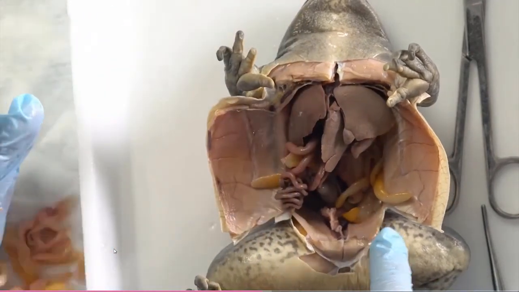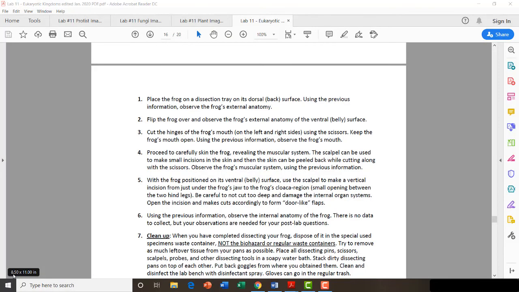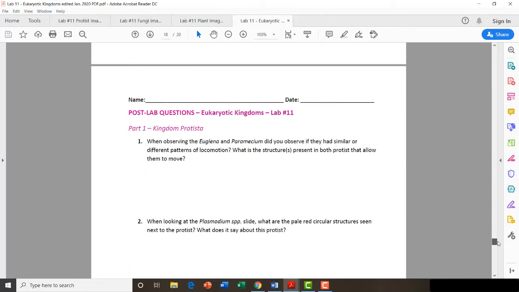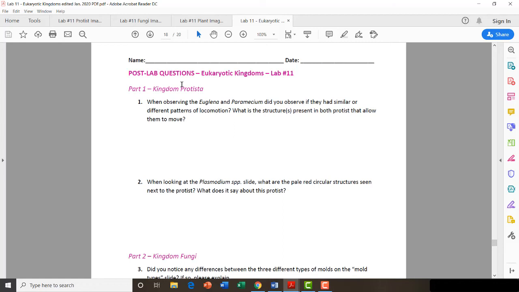Okay, so that was the end of the internal structures of the frog, the dissection. That is pretty much what we do in lab. We try to identify all the internal structures that we can find. So that was a really good demo on what you would have done in lab. So after you have watched that, now you can just go right to your post-lab questions.